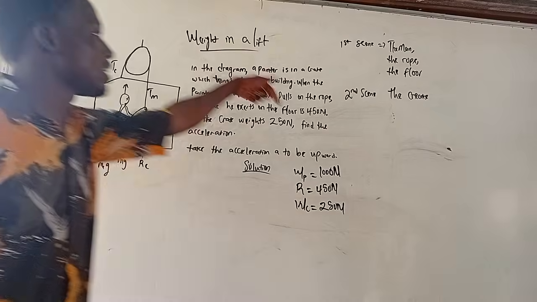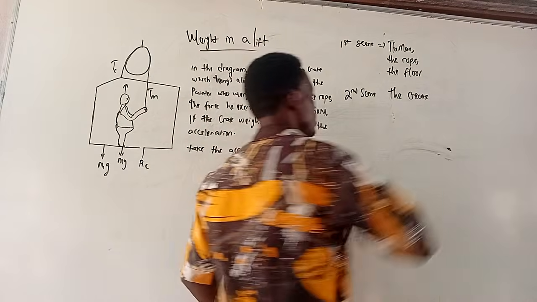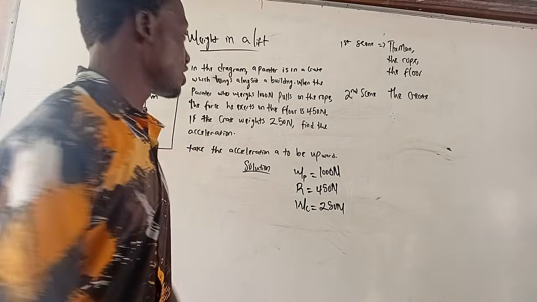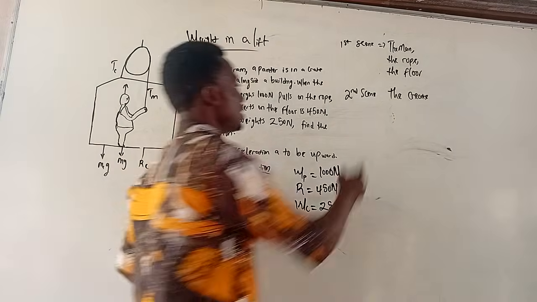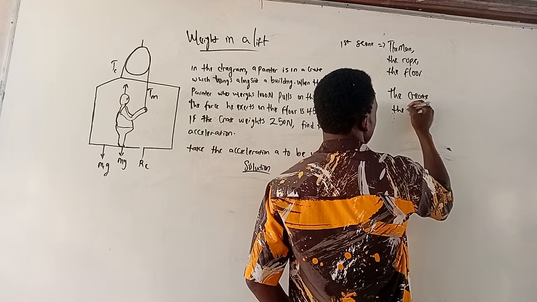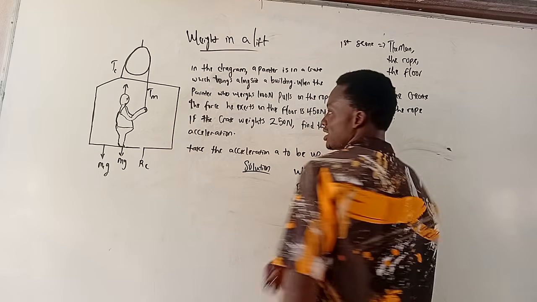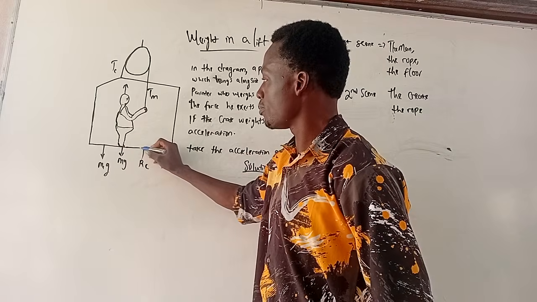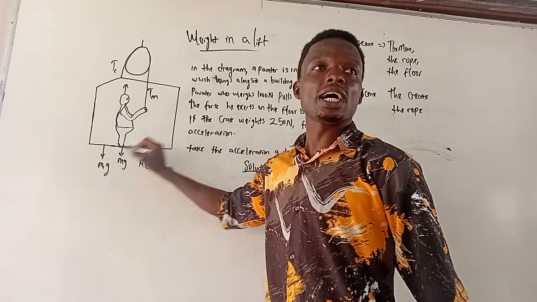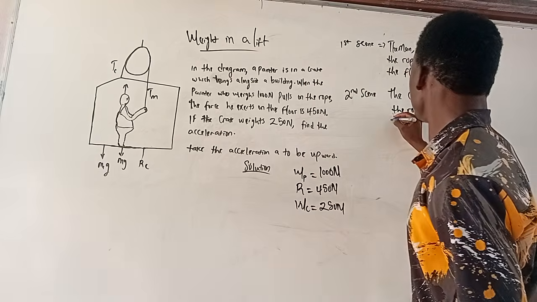Are we together? Now the second weight given to us is the weight of the crate. What are the things that are attached to the crate? This rope, because the crate is also tied to the rope. The crate, the rope, and what? The normal reaction. Why? Because the man is standing on the crate. There's a reaction between the foot of the man and the surface of the crate. The normal reaction.